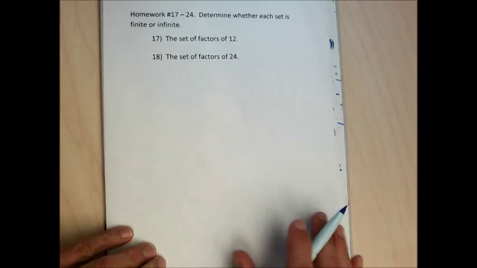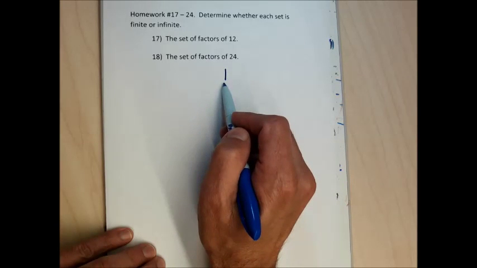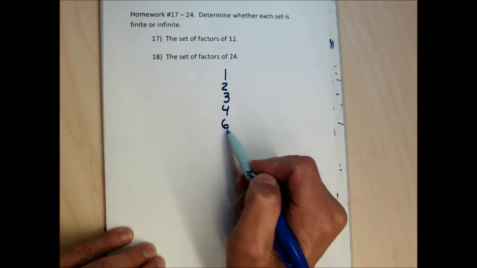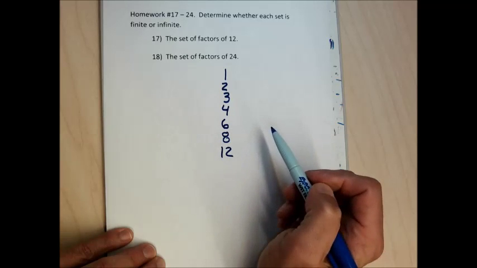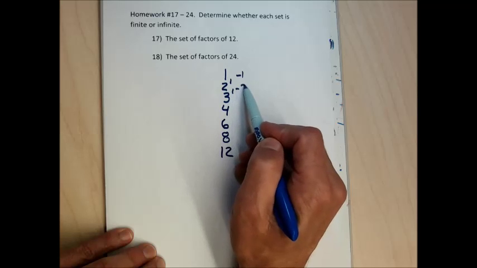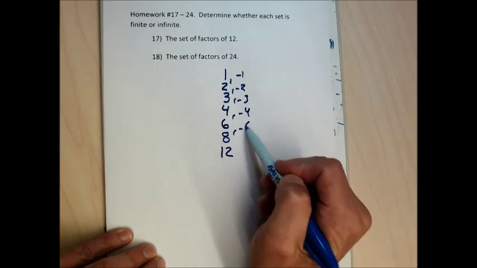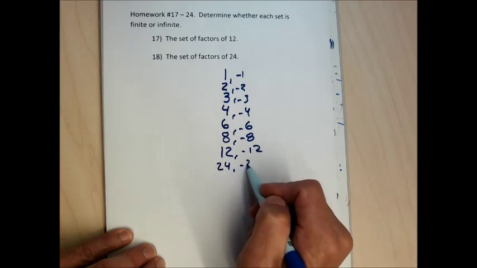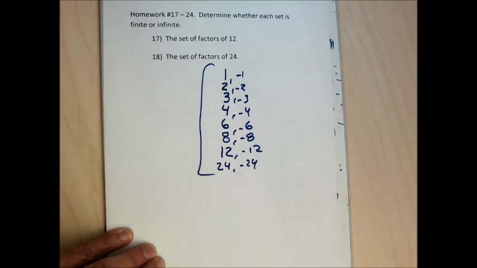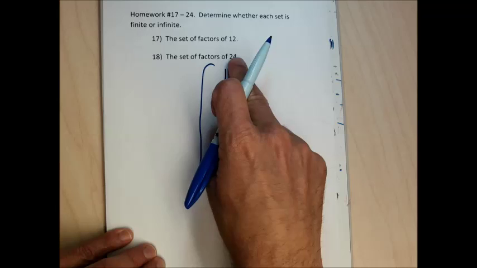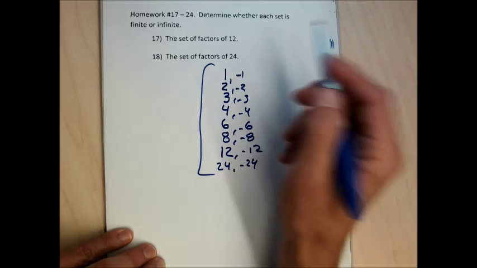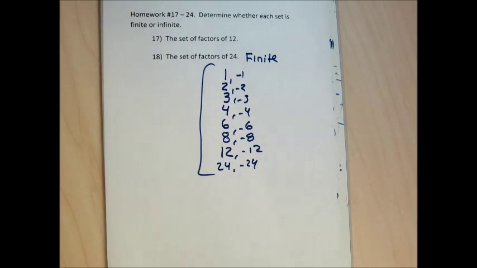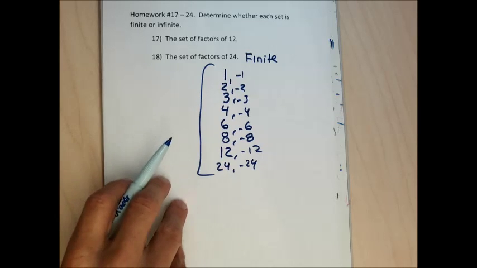Factors are generally finite. The factors of 24: 1 goes evenly into 24, 2 goes evenly into 24, 3 goes evenly into 24, 4 does, 6 does, 8 does, and 12 does, along with -1, -2, -3, -4, -6, -8, and -12. Oh, and I guess 24 goes evenly into 24 as well. I can't think of any other number that's a factor of 24. All of these, if you take 24 divided by these numbers, you get an integer, you don't get a remainder. This is a finite set. The set of factors is generally always a finite set. I can't think of a time where it wouldn't be a finite set.